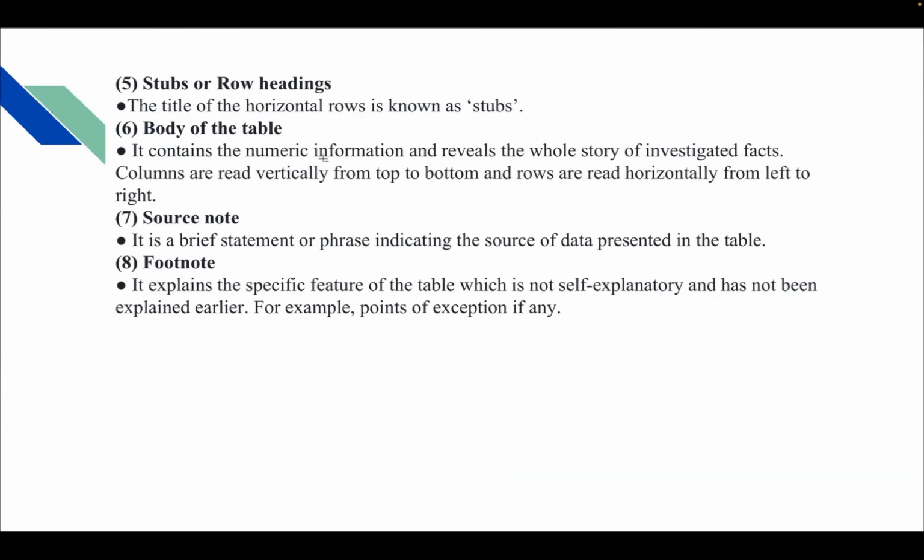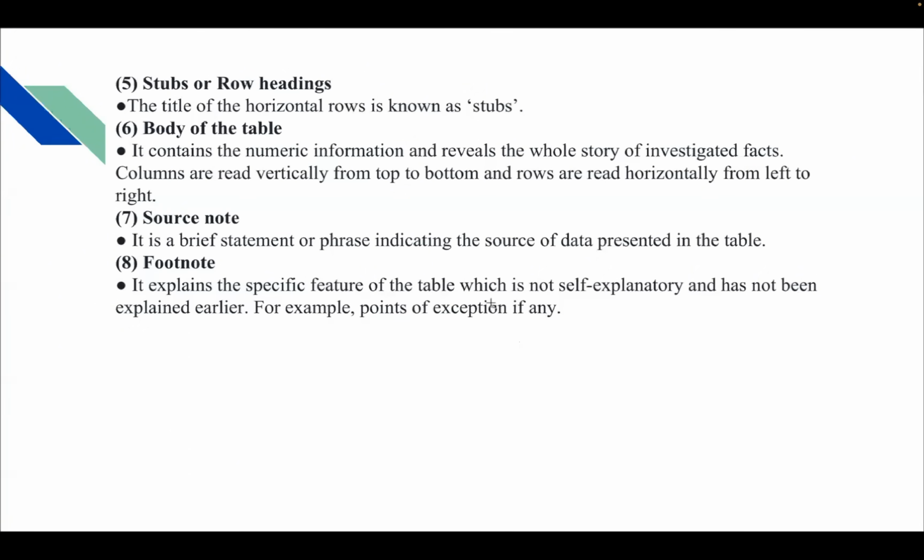Five, stubs or row headings. The title of the horizontal row is known as stubs. Six, the body of the table. It contains the numeric information and reveals the whole story of the investigated facts. Columns are read vertically from top to bottom, and rows are read horizontally from left to right. Seven, source notes. A source note is a brief statement or phrase indicating the source of data presented in the table. And last but not the least, footnotes. They explain the specific feature of the table which is not self-explanatory and has not been explained earlier, for example, points of exception, if any.